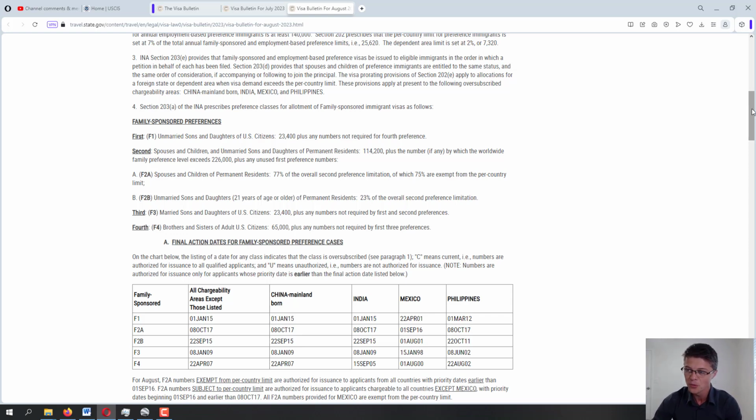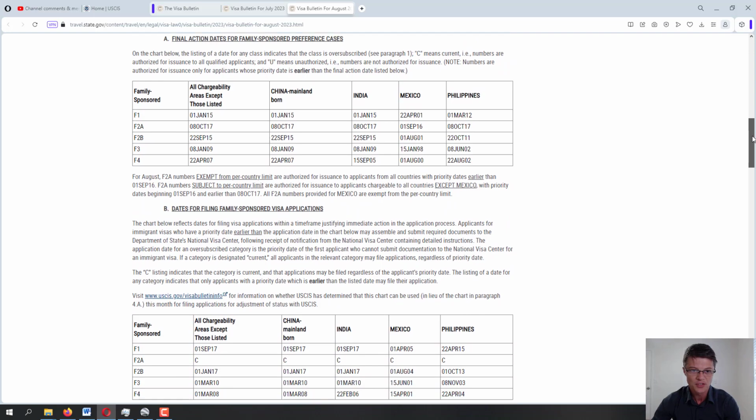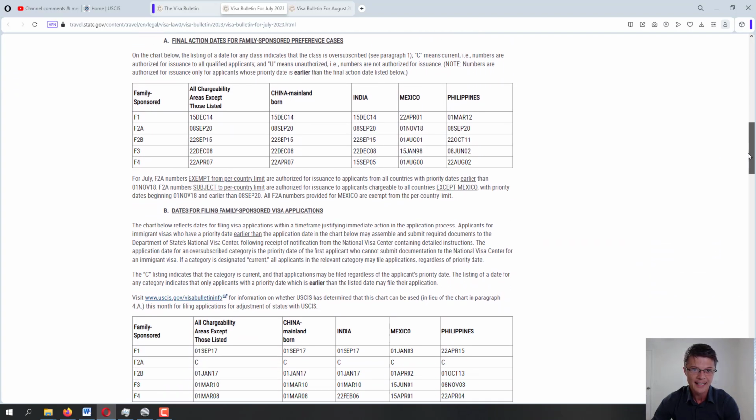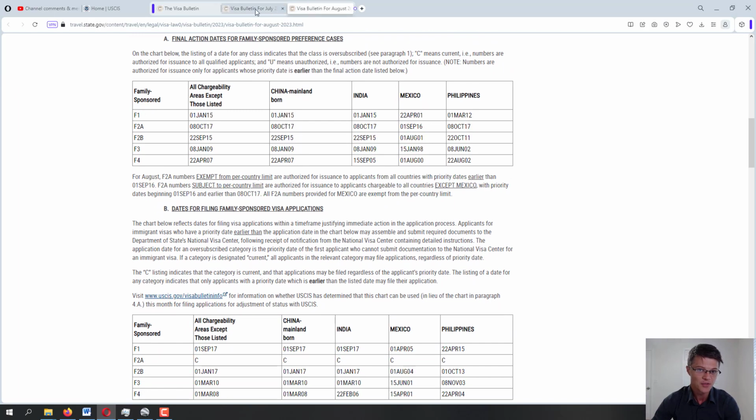So what I'm going to do now is scroll down, and we'll start with graph A, and I will briefly explain what you're looking at in graph A. I'll do it this way so that I can compare quickly.